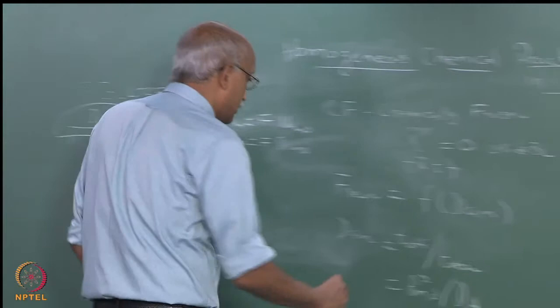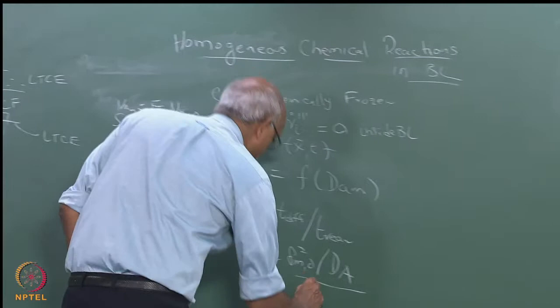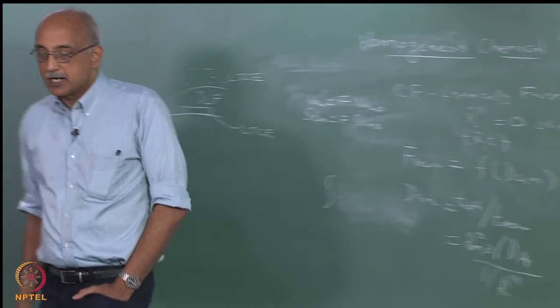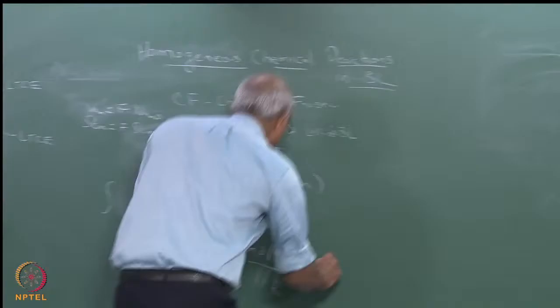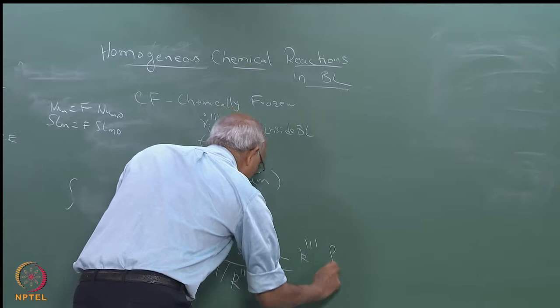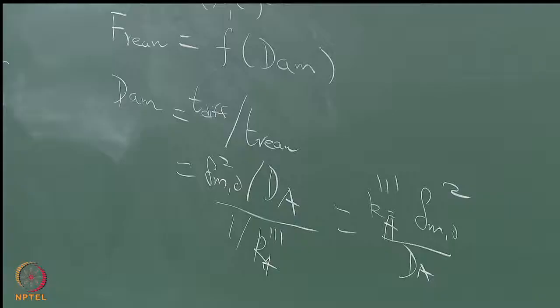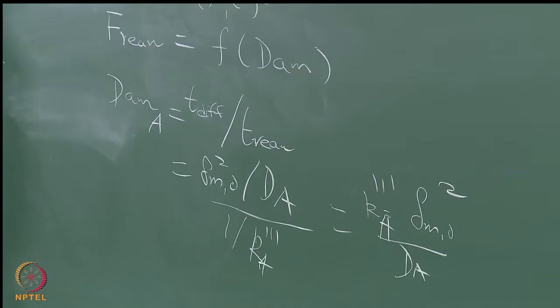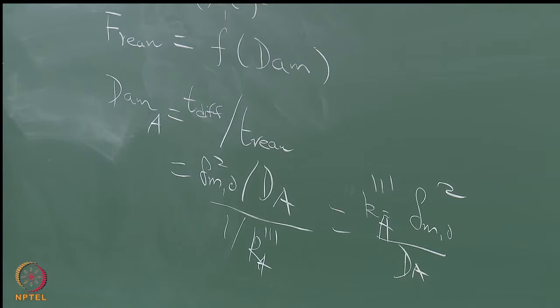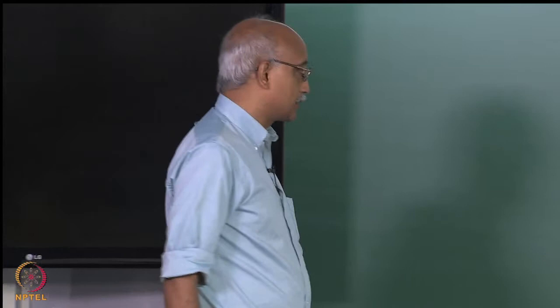divided by reaction time, which we can write as 1 over k triple prime, where k triple prime is a first order rate constant that has units of 1 over time. So basically this has units of time and this has units of time, or in other words, you can write this as k triple prime times delta M0 squared over D_A, because this is also k_A triple prime, and this is a Damkohler number for species A. So the Damkohler number will be specific for each species that you are looking at. So it's specific to the species under consideration.